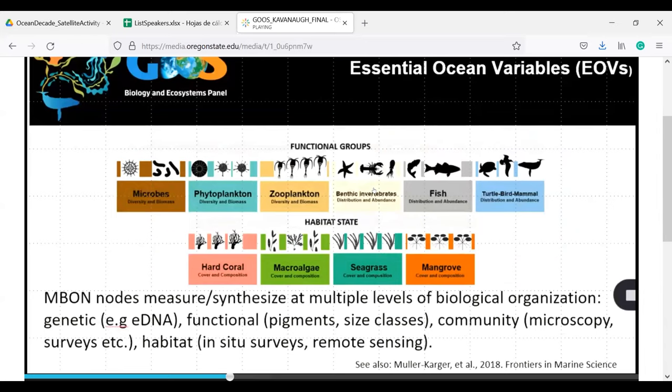GOOS biology and ecosystem EOVs were also identified recently through an extensive review of societal needs and the current state of ocean observations. EOVs were selected on how they contribute to address societal and scientific issues, but also the impact, feasibility, and scalability of these variables. MBON nodes currently measure and synthesize at multiple levels of biological organization that fit within this framework. But as we'll talk about in a minute, we also include a habitat state of the pelagic environment within our suite of measurements.